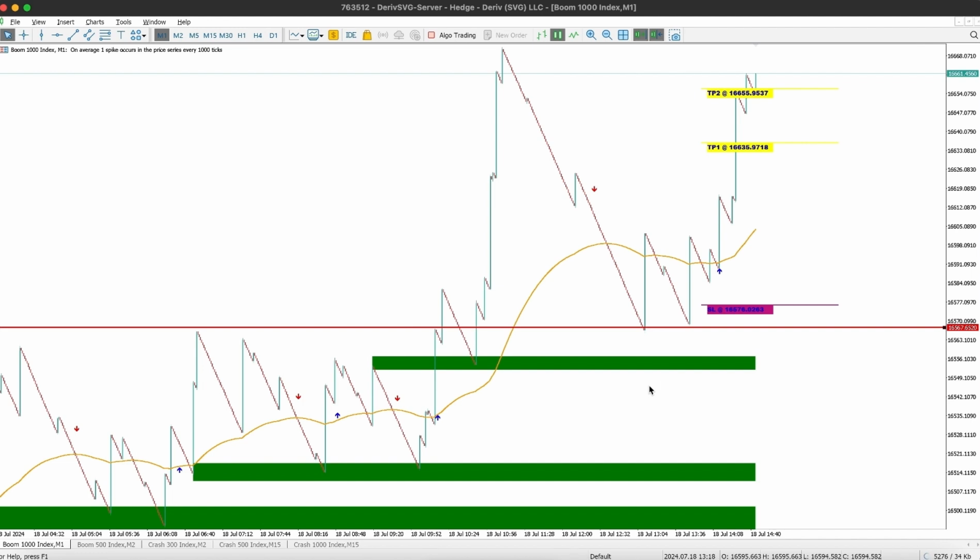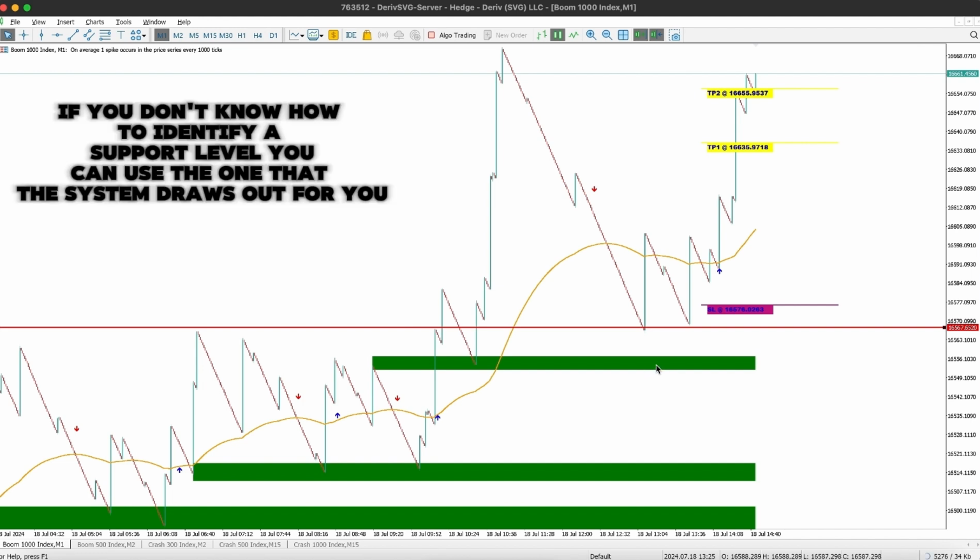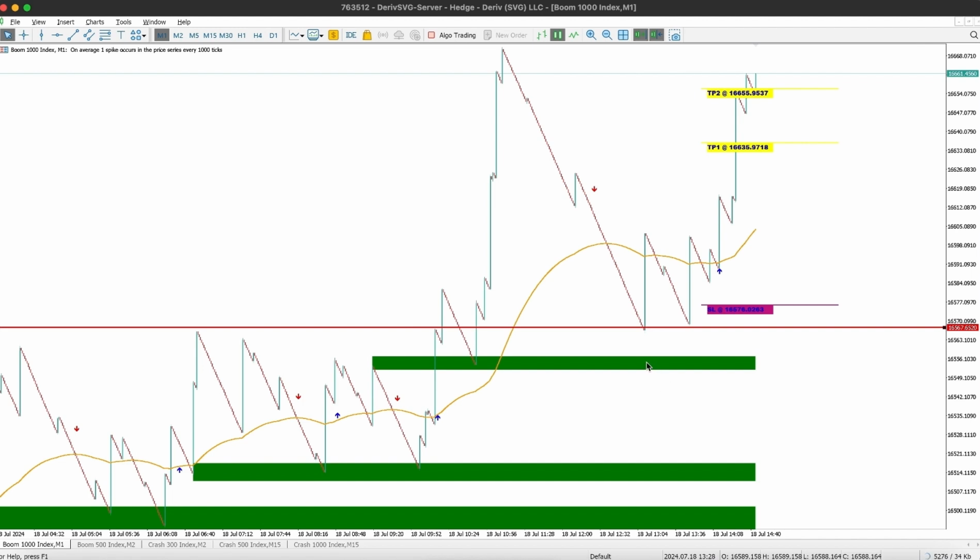If you don't know how to identify a support level, you can use the one that the markets draw for you, right? You can take trades when the market has drawn it for you. But for me here, I was able to clearly see that this was a support. And then when it gave me this signal right here, which was a buy signal, all I had to do was enter my trade and then let it run.